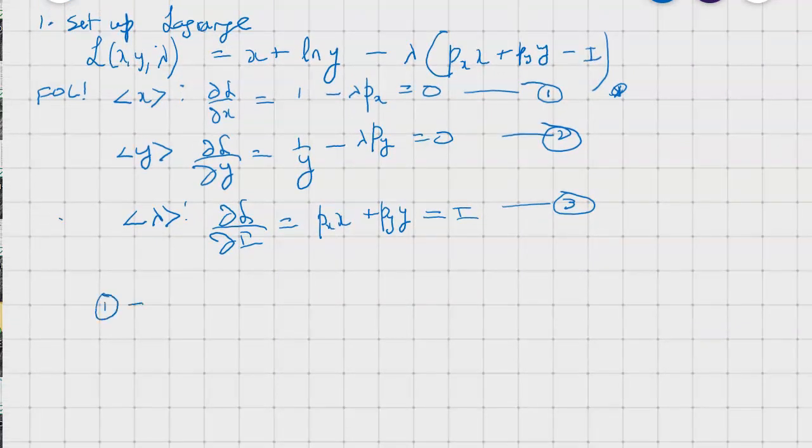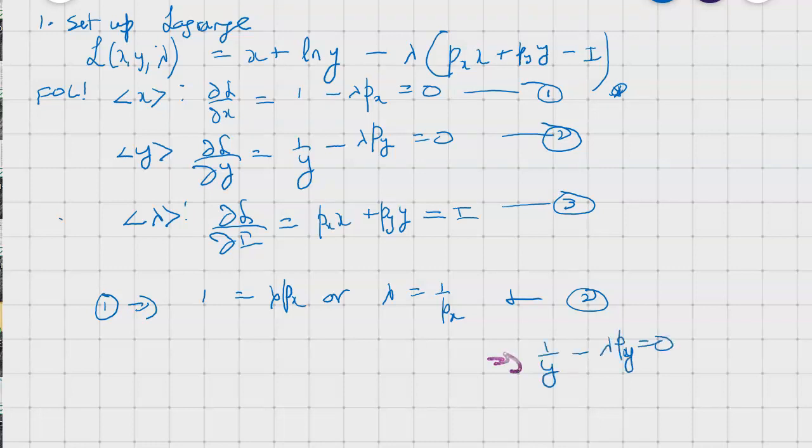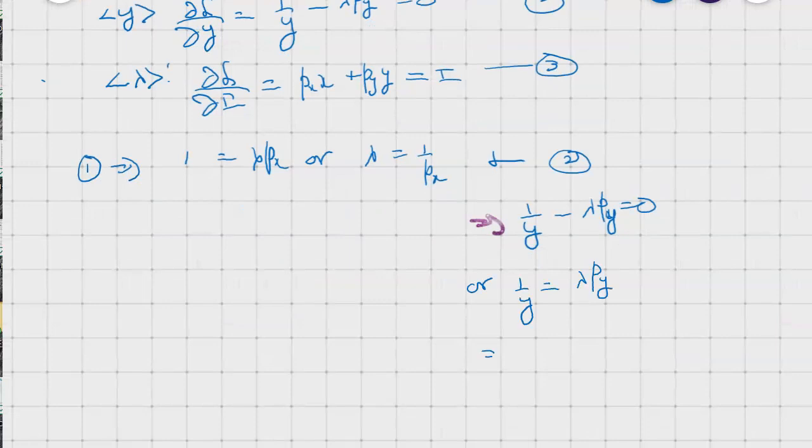So we can rewrite our first condition to imply that lambda times px equals 1, or lambda is 1 over px. Now we look at the second condition, and the second condition says that 1 over y minus lambda py equals 0, or 1 over y equals lambda py. And then we can rearrange these and get our y equals 1 over lambda py.